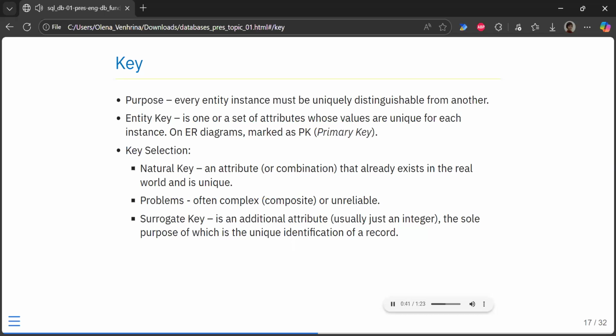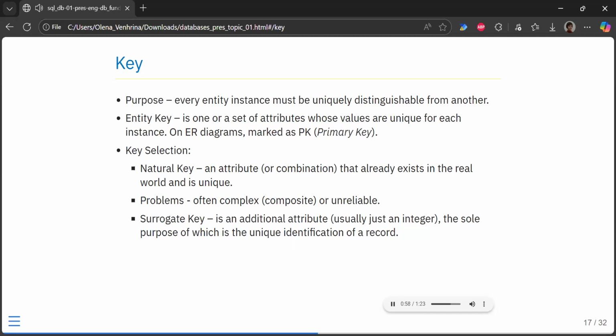For example, passport number, or taxpayer identification code. This sounds logical, but in practice it creates many problems. What if the student hasn't received a passport yet? What if the number changed? Natural keys often turn out to be unreliable.